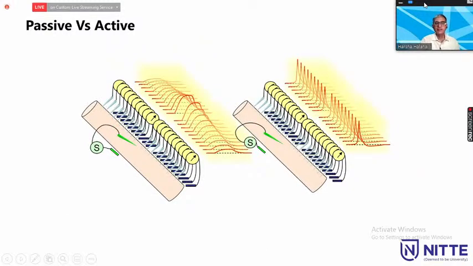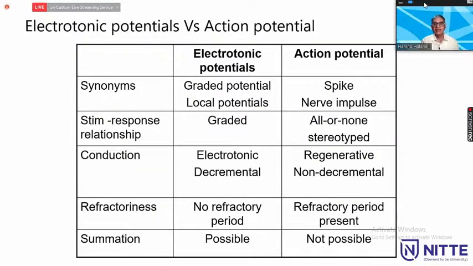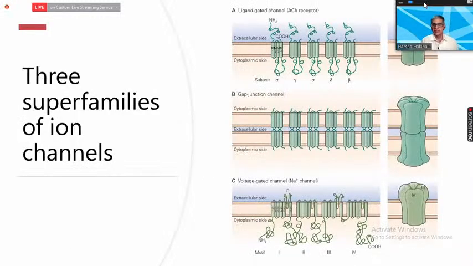Therefore, these are the fundamental differences between the passive local potentials and the active action potentials. Passive potentials are local, graded. They are proportionate to the input stimulus, whereas action potentials are spiky in nature, and they are all-or-none phenomena. They are stereotyped potentials. Local potentials are conducted electrotonically. They're decremental. That means they die out quickly. Action potentials do not die out quickly. They're regenerative. They can be transmitted long distances. There are other properties also which we will not discuss today.